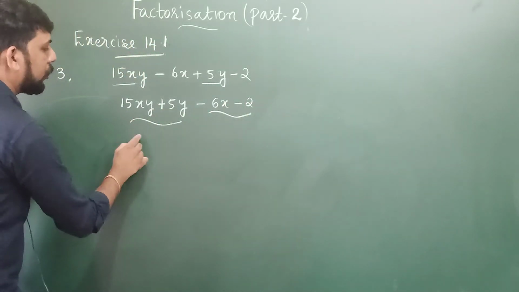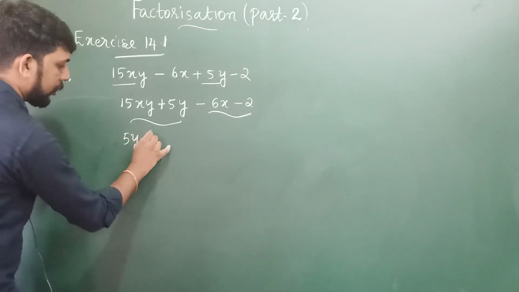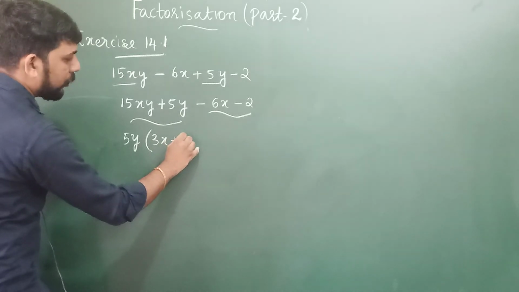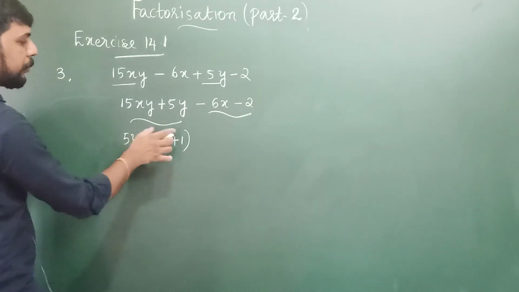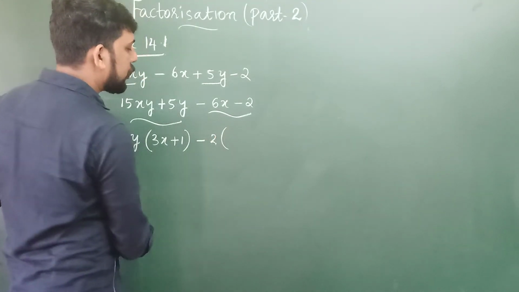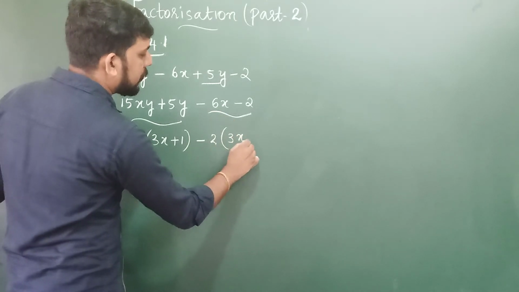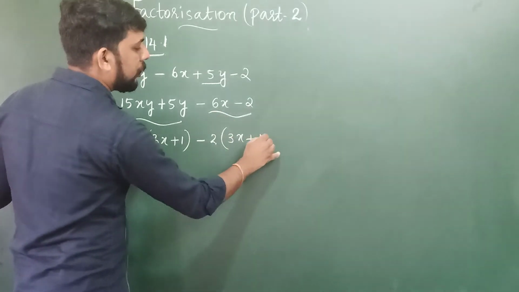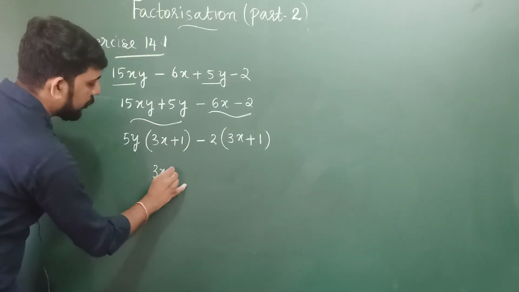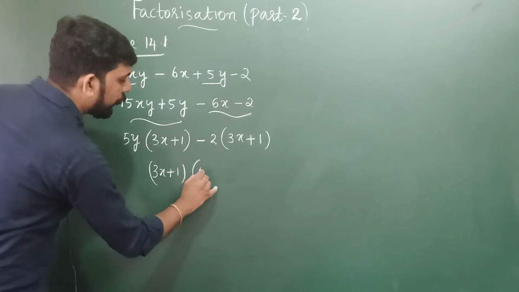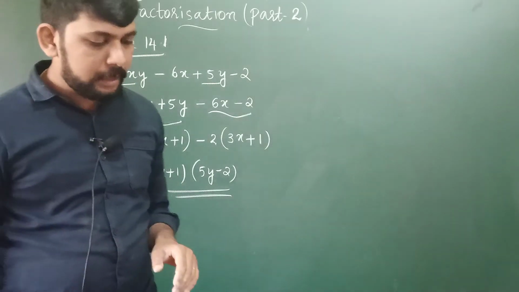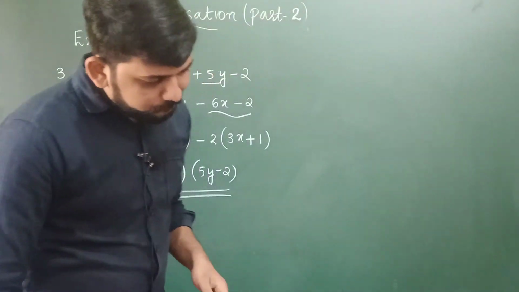Which is common in both? 5y is common, take it outside, so remaining 3x plus 1. Now for the second group, we take minus 2 outside, so it will become 3x plus 1. Grouping together, 3x plus 1 into 5y minus 2. That is the final answer.